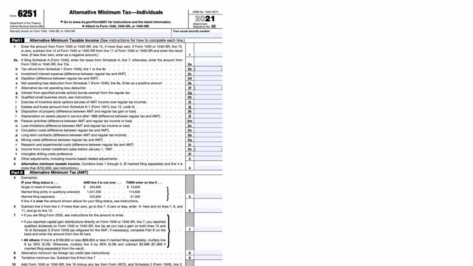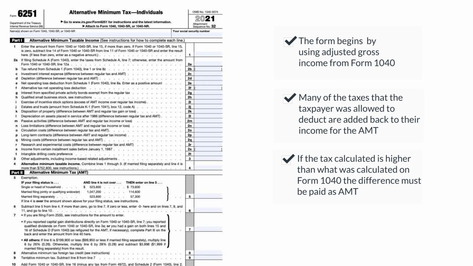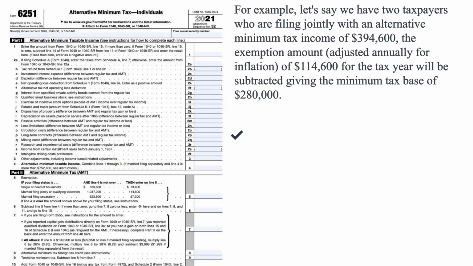To compensate for inflation, the AMT includes an exemption amount, which is adjusted for inflation. The form begins by using adjusted gross income from Form 1040. Many of the taxes that the taxpayer was allowed to deduct are added back to their income for the AMT. If the tax calculated is higher than what was calculated on Form 1040, the difference must be paid as AMT. For example, let's say we have two taxpayers who are filing jointly with an alternative minimum tax income of $394,600. The exemption amount, which is adjusted annually for inflation, of $114,600 for the tax year, will be subtracted, giving the minimum tax base of $280,000.